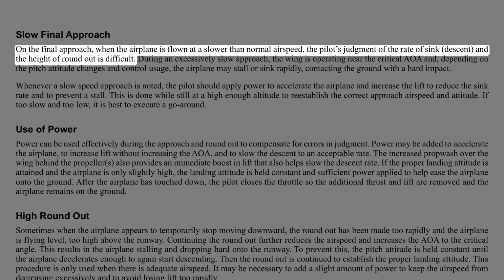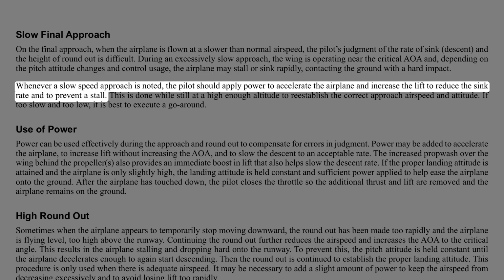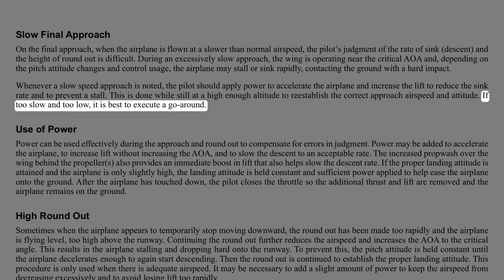Slow final approach. On the final approach, when the airplane is flown at a slower than normal airspeed, the pilot's judgment of the rate of sink, descent, and the height of round out is difficult. During an excessively slow approach, the wing is operating near the critical AOA and, depending on the pitch attitude changes and control usage, the airplane may stall or sink rapidly, contacting the ground with a hard impact. Whenever a slow speed approach is noted, the pilot should apply power to accelerate the airplane and increase the lift to reduce the sink rate and to prevent a stall. This is done while still at a high enough altitude to re-establish the correct approach airspeed and attitude. If too slow and too low, it is best to execute a go-around.